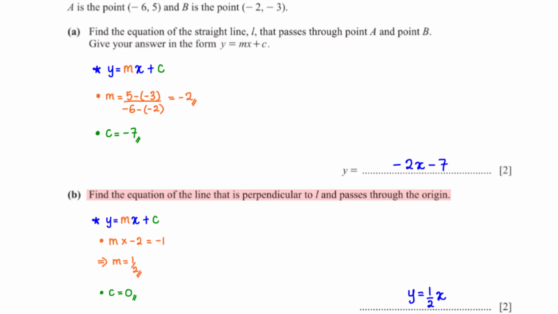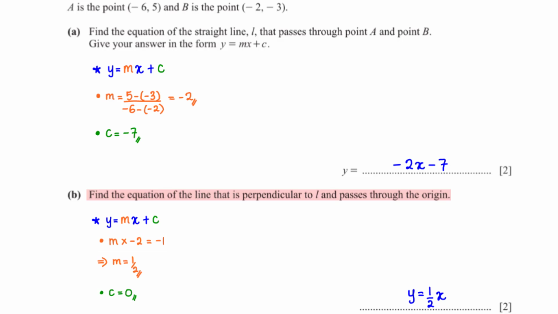Find the equation of the line that is perpendicular to L and passes through the origin. If the line is perpendicular to L, then the product of their gradients must be equal to -1. So we have m times -2 equals -1, which gives us m equals 1/2.